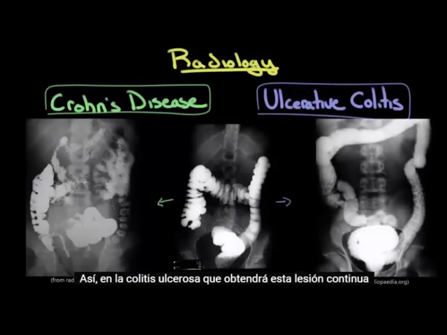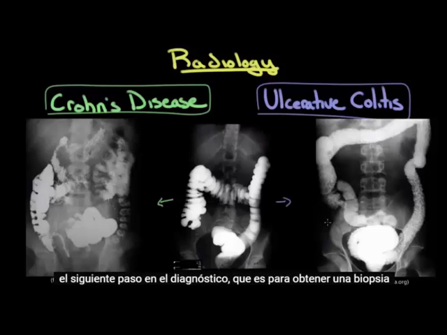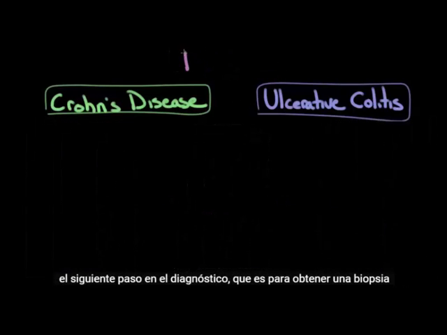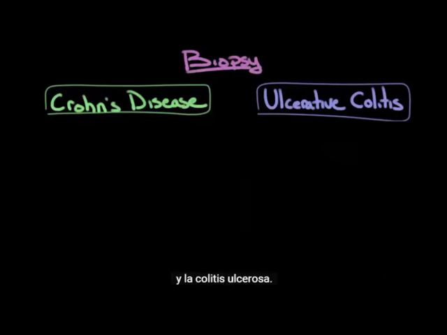So in ulcerative colitis, you'll get this continuous lesion that only involves the large intestine. So notice that there's no gaps of inflammation. The entire colon is involved, and then you get a fairly normal small intestine afterwards. And it's these radiographic findings that lead to the next step in diagnosis, which is to obtain a biopsy to formalize the diagnosis of Crohn's disease and ulcerative colitis.